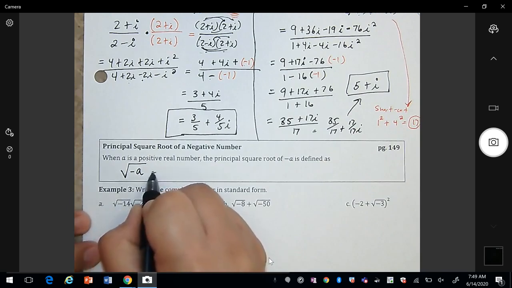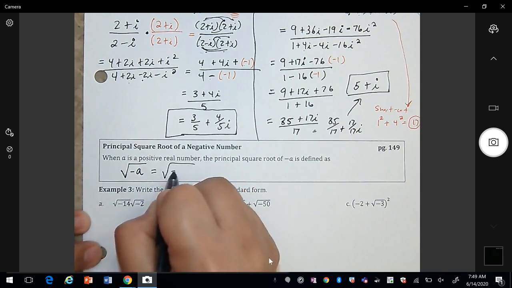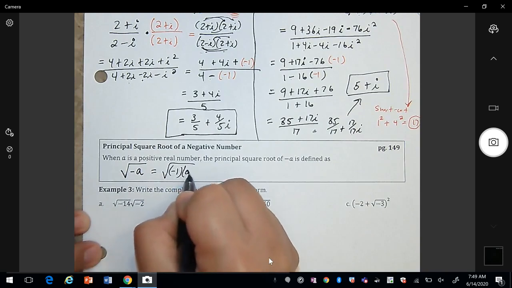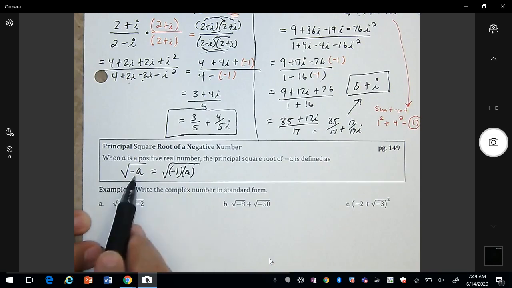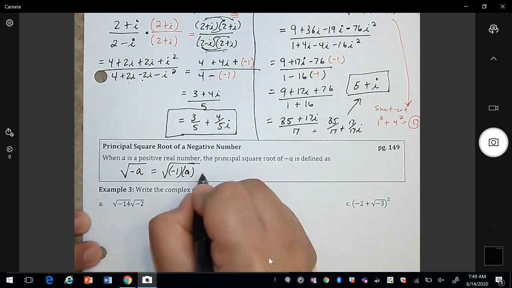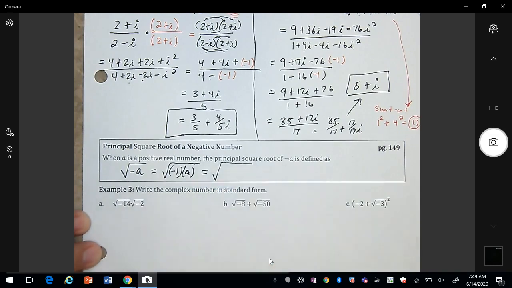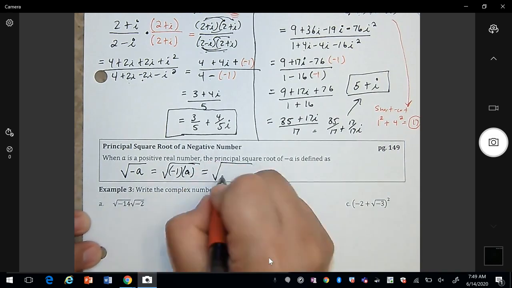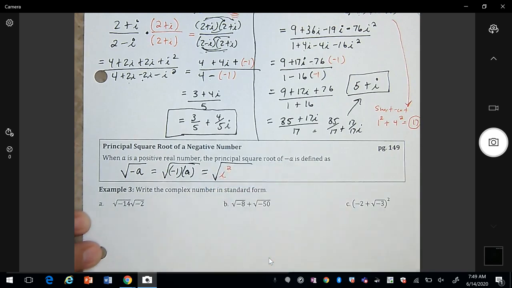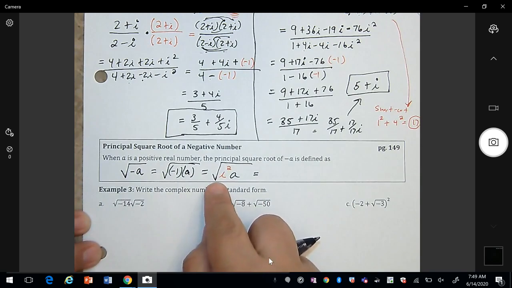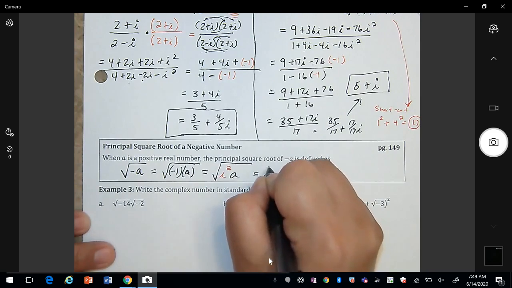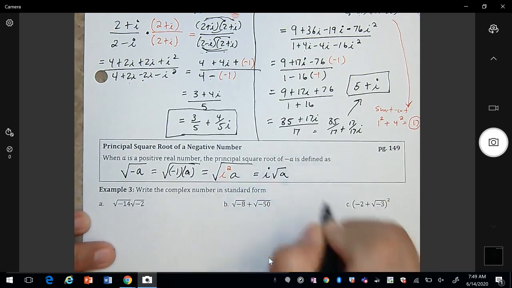So this can be written as the square root of -1 times a, since -1 times a is just -a. And then what I can do is, since I know i squared is equal to -1, I can write down i squared times a, and the square root of i squared comes out as i square root of a.